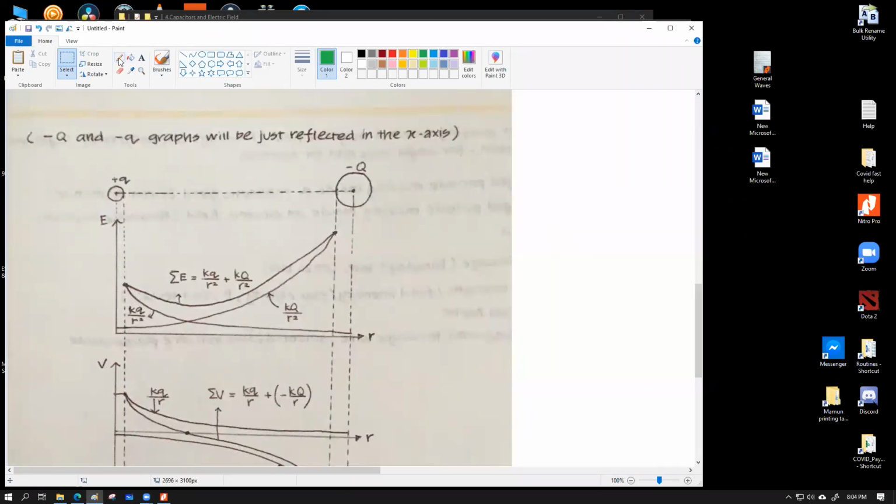So for the sake of better visualization, let's assume that there exists a +1 Coulomb charge. I'm not giving force direction, but I want you to visualize and check out this graph and ask me questions.